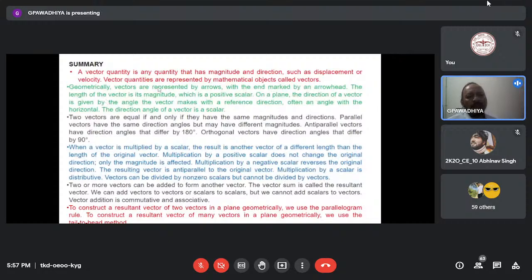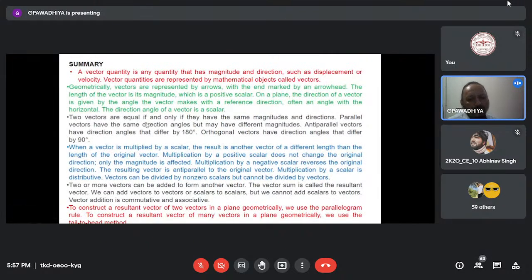We have studied a vector quantity. A vector quantity is any quantity that has magnitude and direction, such as displacement, velocity. Vector quantities are represented by mathematical objects called vectors. Geometrically, vectors are represented by arrows with the end marked by an arrowhead. The length of a vector is its magnitude, which is a positive scalar. On a plane, the direction of a vector is given by the angle the vector makes with the reference direction, often an angle with the horizontal. The direction angle of a vector is a scalar quantity.